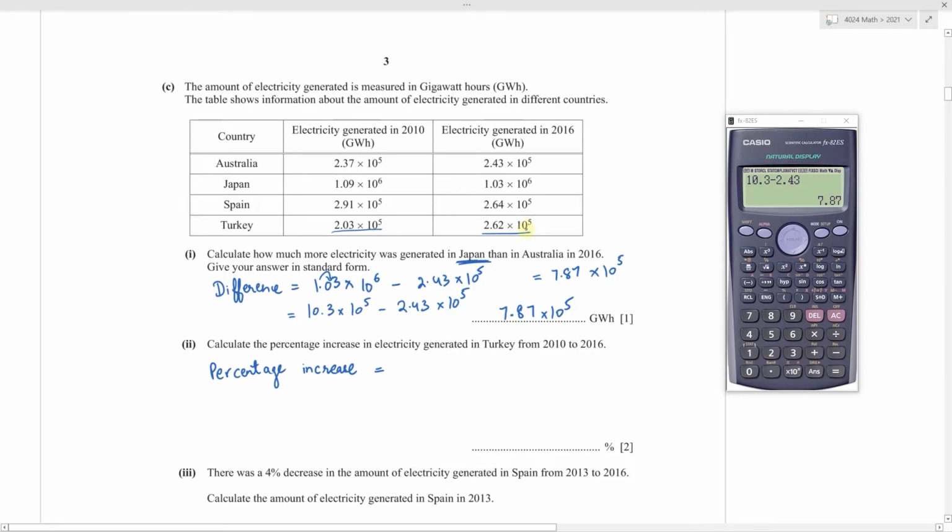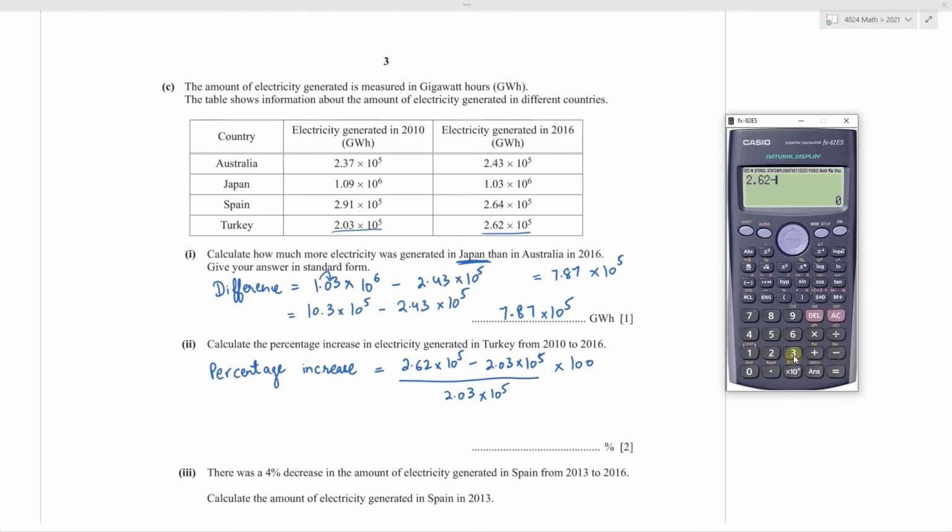So the final value in 2016 is 2.62 into 10 power 5 minus the original value in 2010, which is 2.03 into 10 power 5, divided by the original value 2.03 into 10 power 5 and then multiplied by 100. So powers of 10 are same, so I can simply subtract 2.62 minus 2.03. This is 0.59 into 10 power 5 divided by 2.03 into 10 power 5 multiplied by 100.